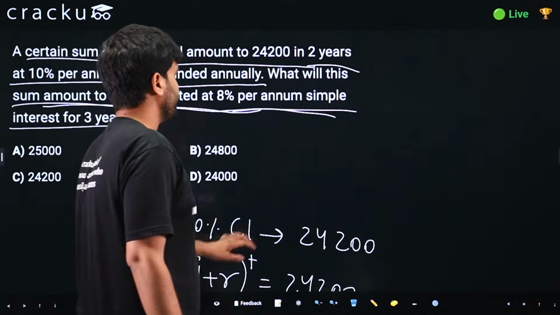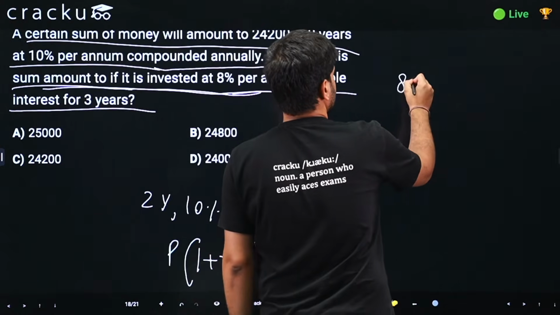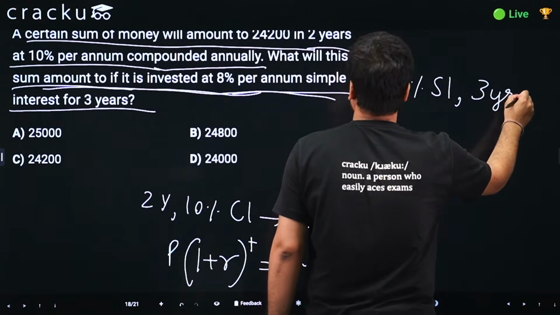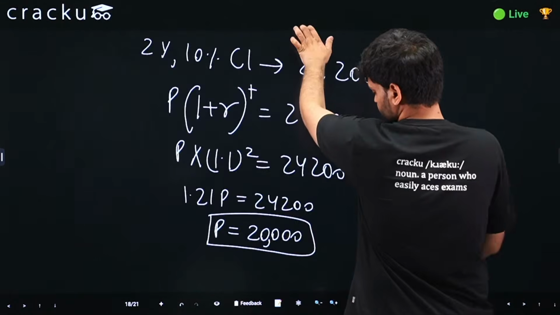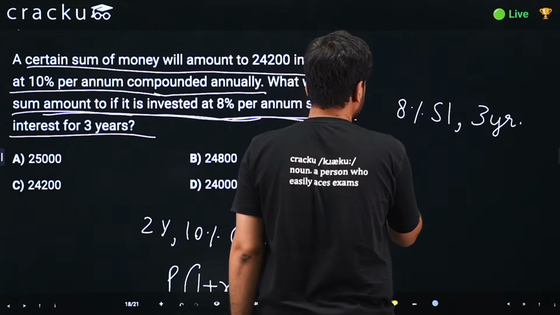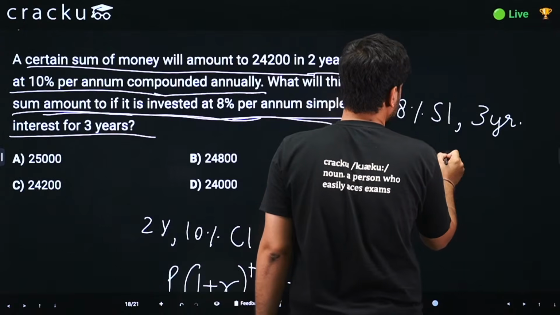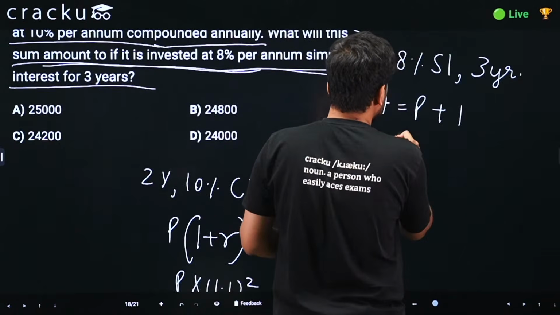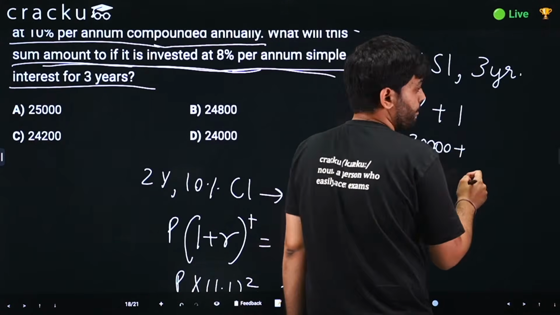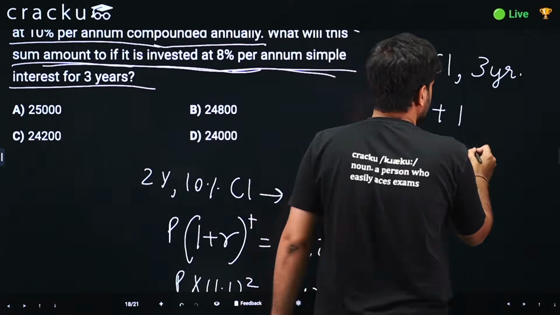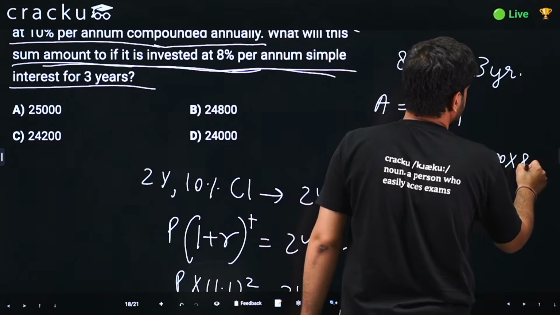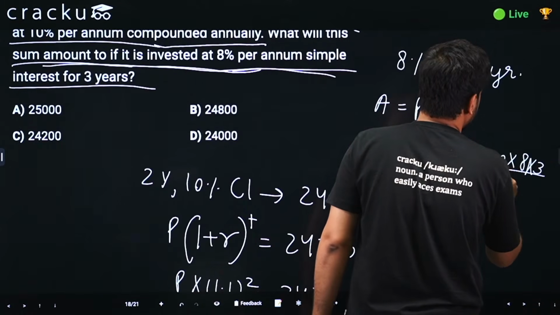Now we have 8% SI for 3 years. And we already know the principal, which was 20,000. So amount would be principal plus interest. Principal is 20,000 plus interest would be PRT upon 100. So 20,000 into rate 8 into T 3 upon 100.